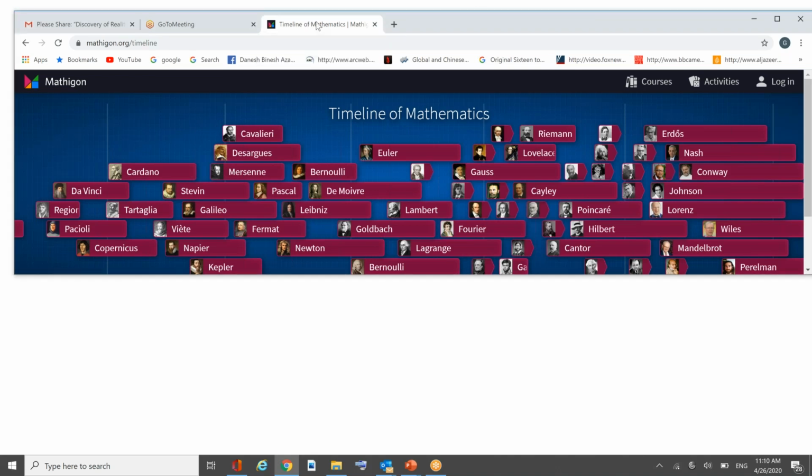So let's look at this, the history of computation.